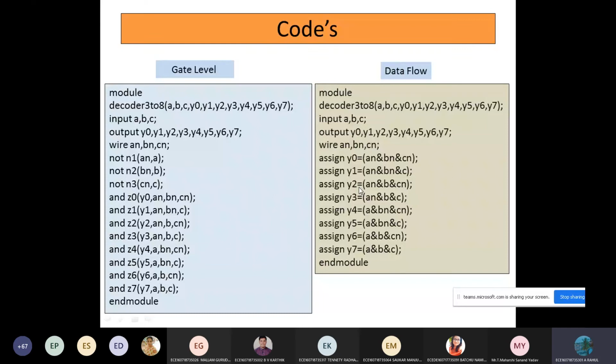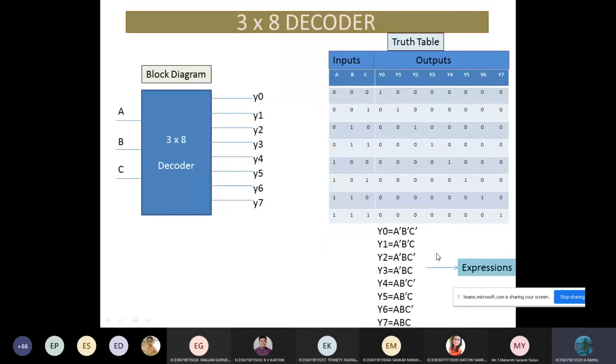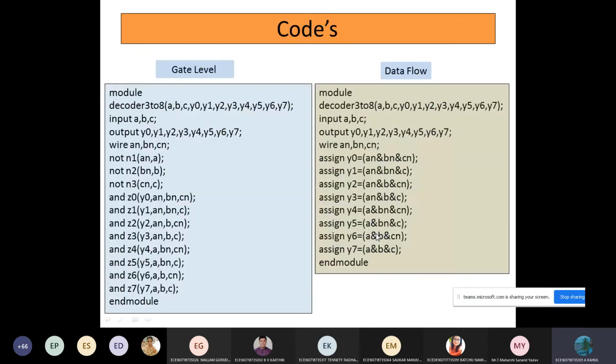And in the data flow, we'll not be writing for NOT gates. We'll be directly assigning the outputs by the equation. So by the equation, A bar, B bar, C bar is the Y0. So for Y0, I have given A bar, B bar, C bar. In the same way, I have written for all the output equations.